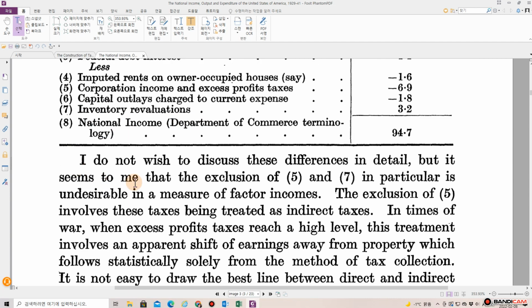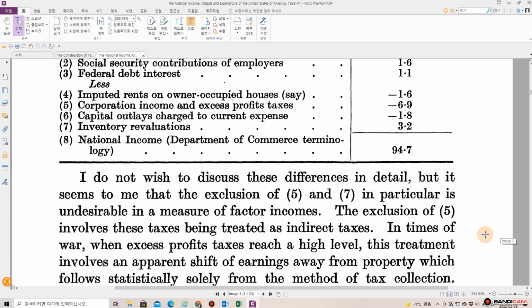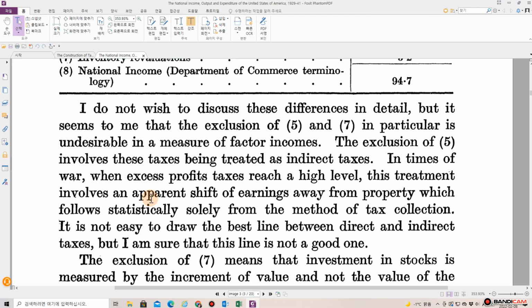Now, I do not wish to discuss these differences in detail, but it seems to me that the exclusion of number 5 and 7 in particular is undesirable in a measure of factor incomes. The exclusion of 5, corporation income and excess profit taxes, involves these taxes being treated as indirect taxes.